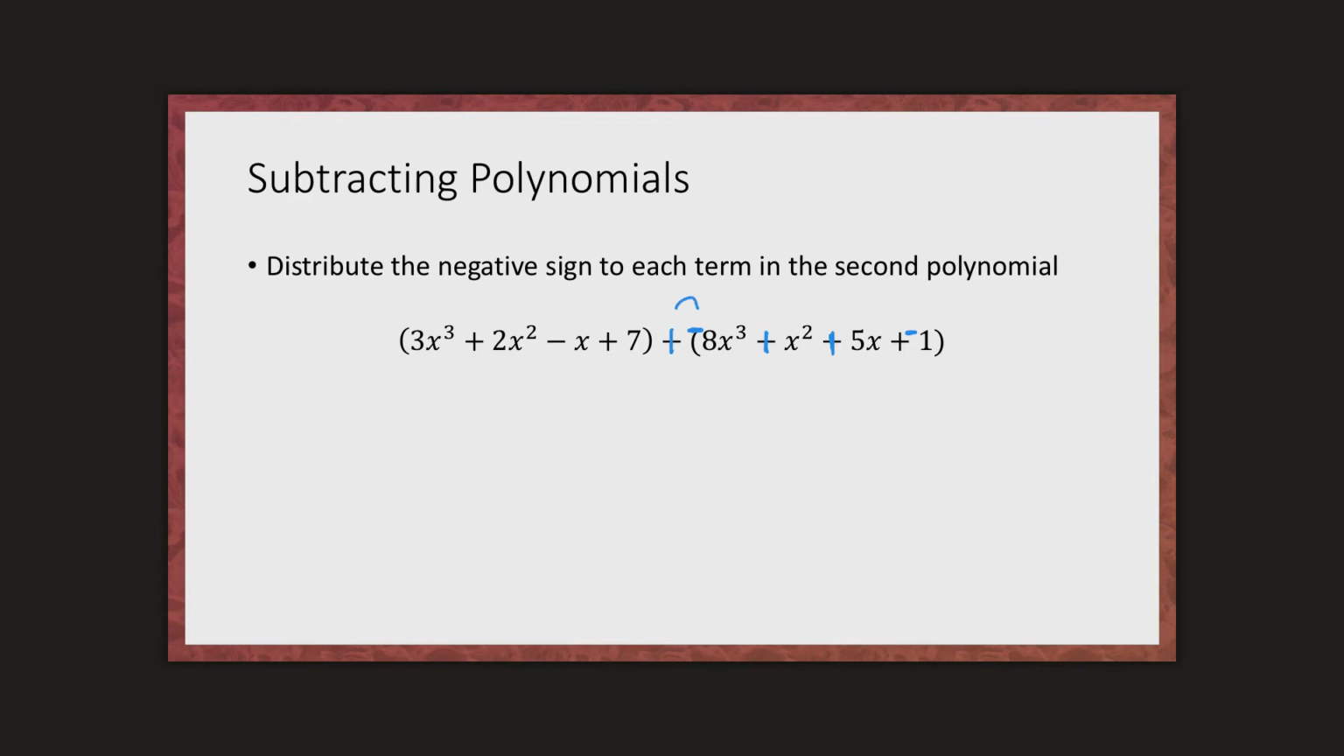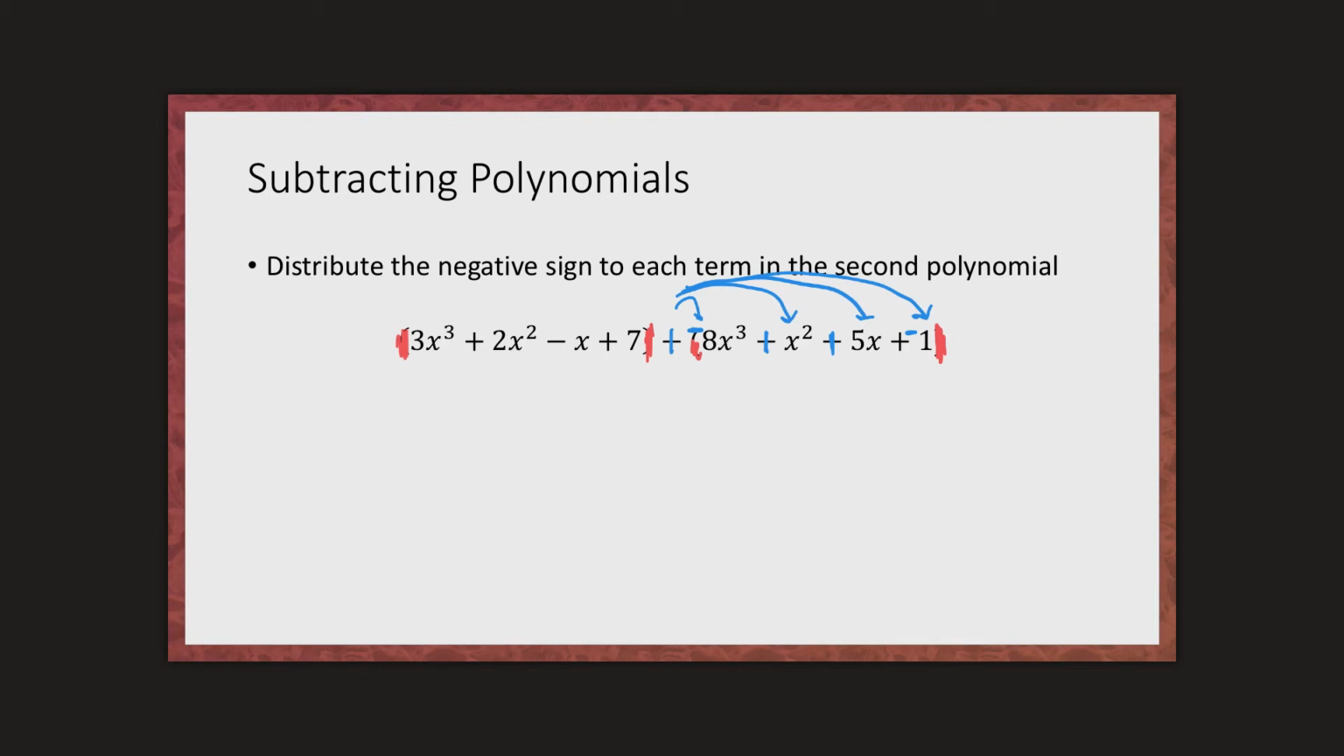You have to distribute that negative to each and every term in the second polynomial, not just the first one. That's why those parentheses are there in the first place. So you distribute that negative sign to everything. Okay, now that I'm done distributing that, now that I have a plus sign in between the two, I can finally drop off all of the parentheses and start combining like terms together.